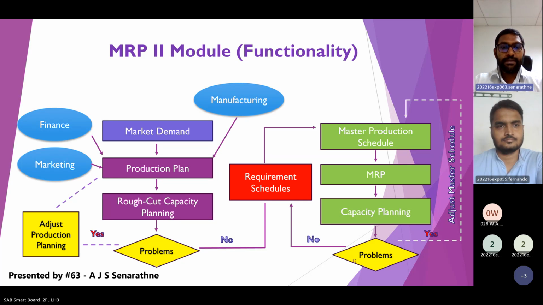As you can see in the diagram, this is the functionality of the manufacturing resource planning software. The MRP2 system analyzes the market demand and creates a production plan, incorporating inputs mostly from marketing, finance, and manufacturing departments. This plan generates a rough cut capacity plan, which can be adjusted if necessary. The system generates a detailed MPS, the master production schedule, ensuring sufficient resources to meet the production requirement. It also considers machine capacity and labor availability in the production schedule. This is the main change from MRP1 to MRP2. Next slide.